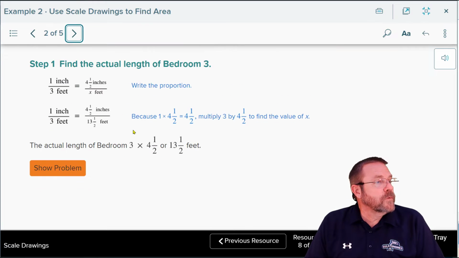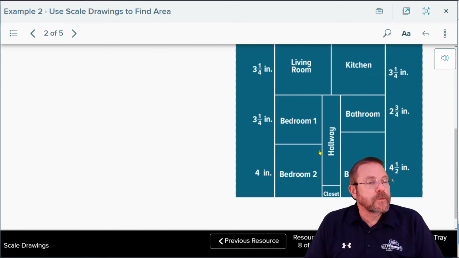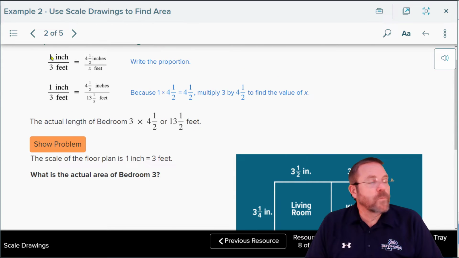To work through this, they set up their proportions. First, let's show our problem here. You had a distance on that that's going to be 4.5 inches, this one right here. So they said 1 inch is to 3 feet, as 4.5 inches is to x feet. You do need to do your cross products like I taught you, and that means that you're going to have an actual length there of 13.5 feet.